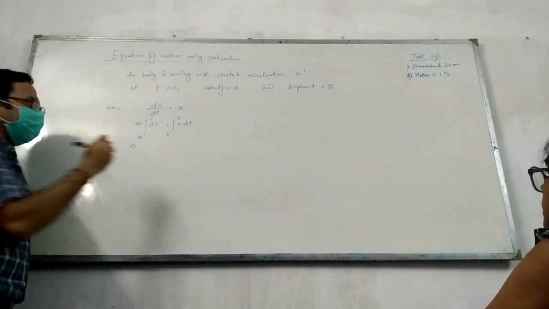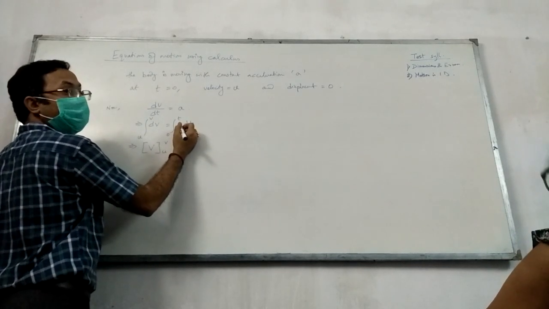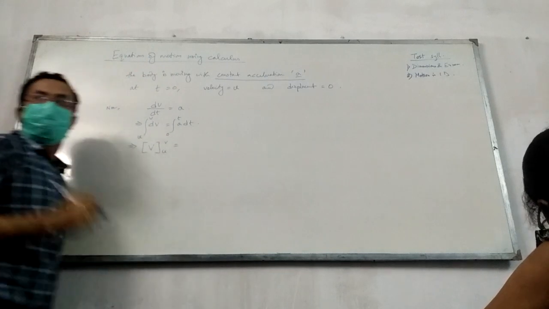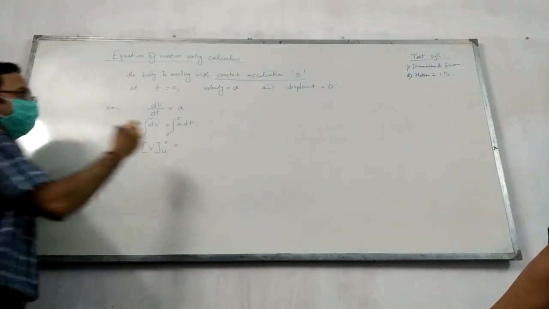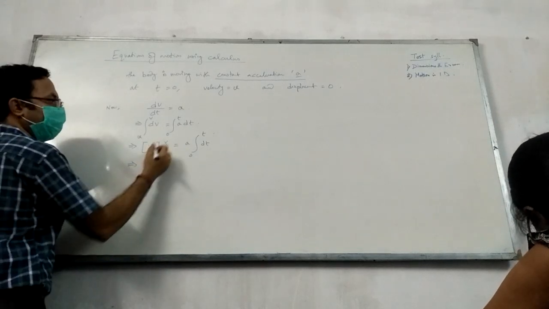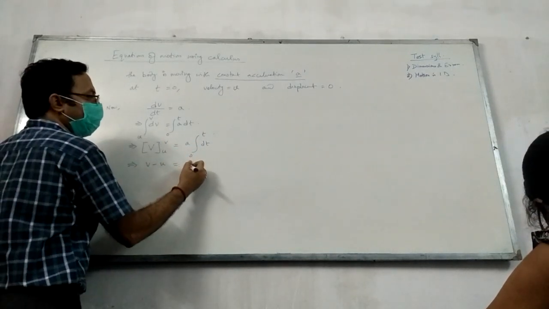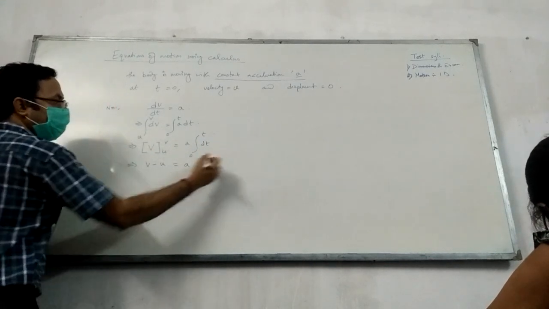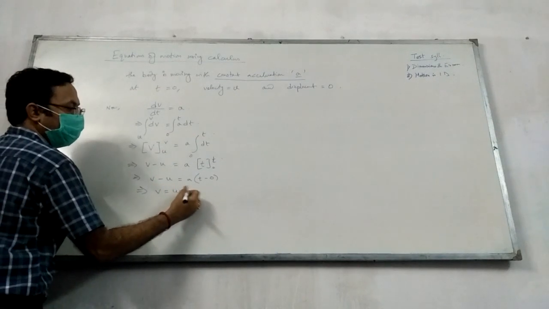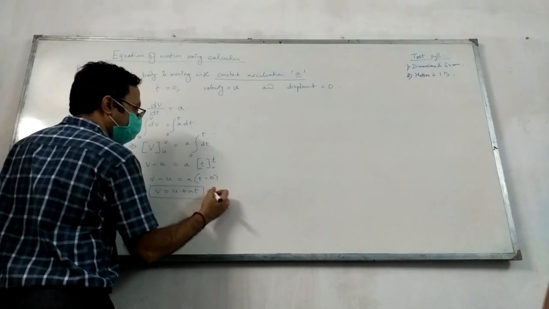We integrate dv with limits u to v, and a dt on the other side. Is a constant or variable? Constant. Constant acceleration a. So any constant goes out of the integration. It will be a times the integration of dt from 0 to t. So v minus u, and the integration of dt is t from 0 to t. So v minus u equals a t minus 0. So can we write v equal to u plus a t? Agree? First equation of motion done.